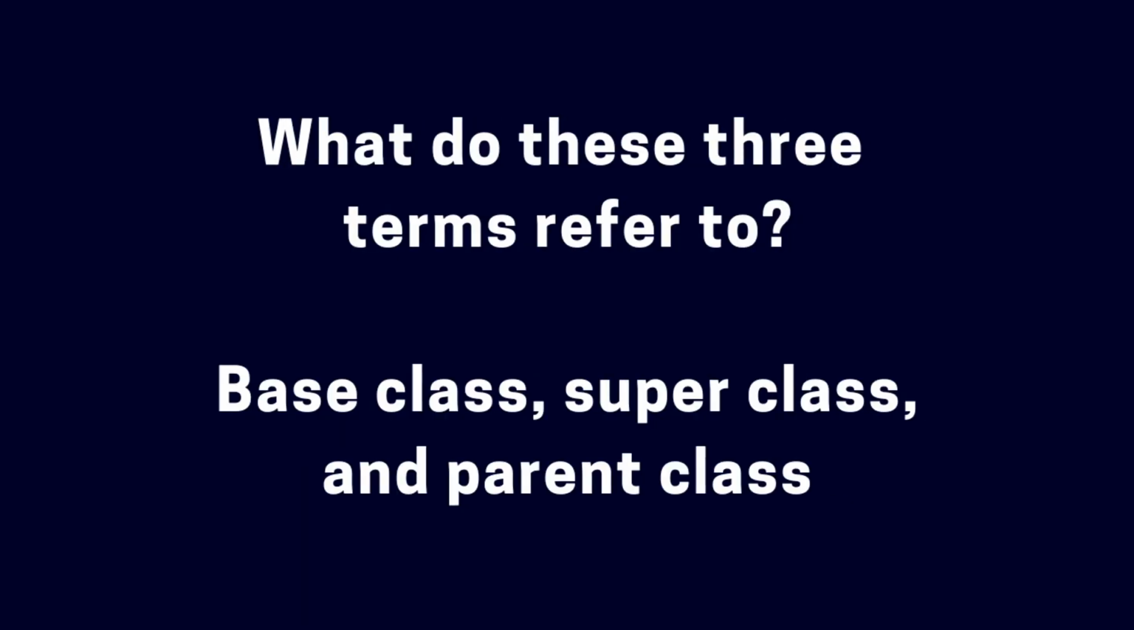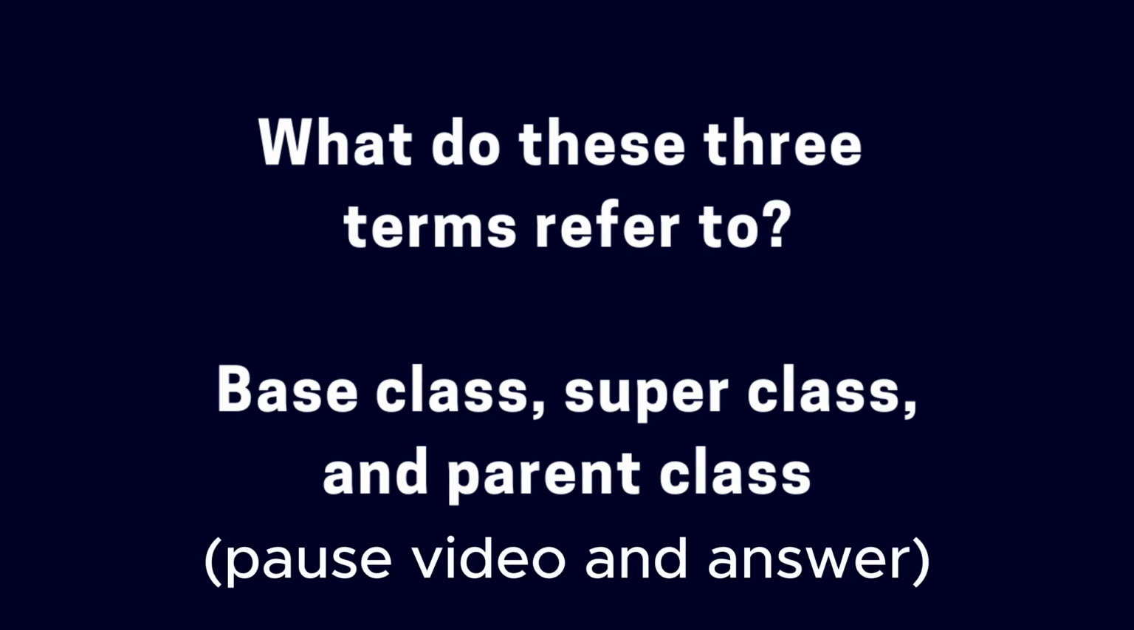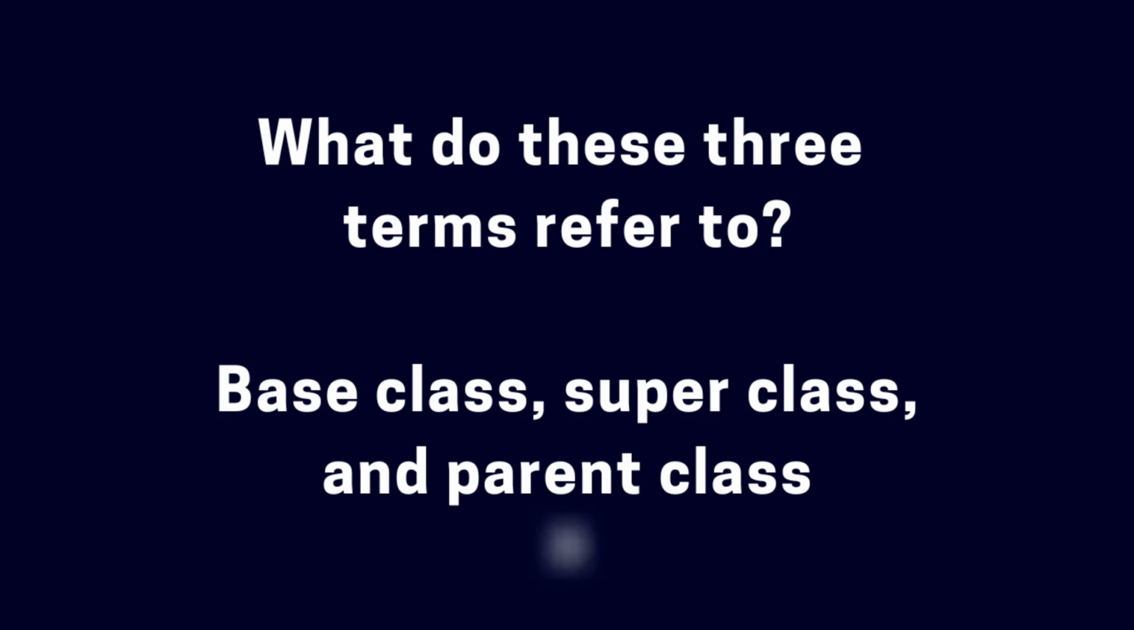What do these 3 terms refer to? Base class, superclass, and parent class. In JavaScript, the terms base class, superclass, and parent class all refer to the same concept, the class from which another class inherits properties and methods. These terms are often used interchangeably to describe the original class that provides functionality to a derived or child class.